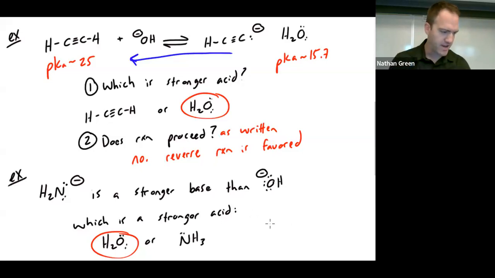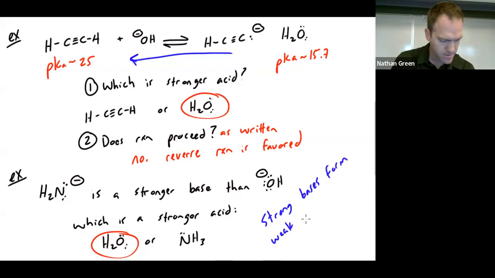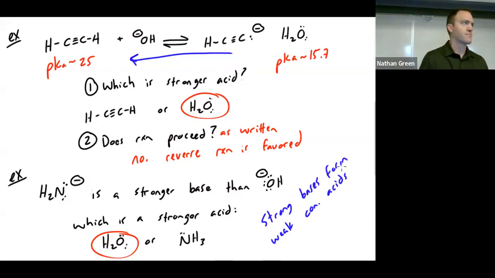Where's our sagely advice going to be? Strong bases form weak conjugate acids, and vice versa. If you are good at giving up a proton, you are not also good at taking a proton on the other side. I was good at giving protons away.